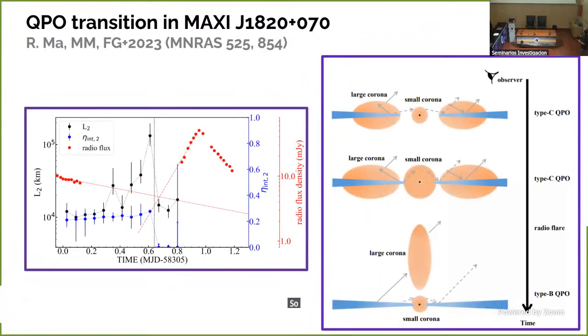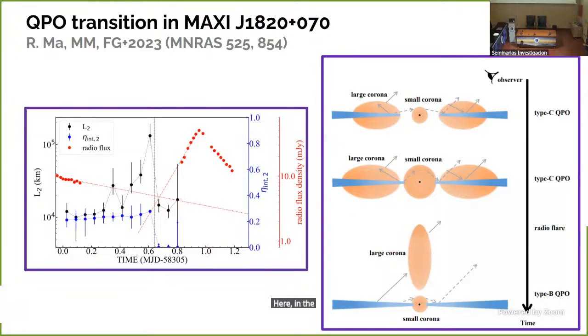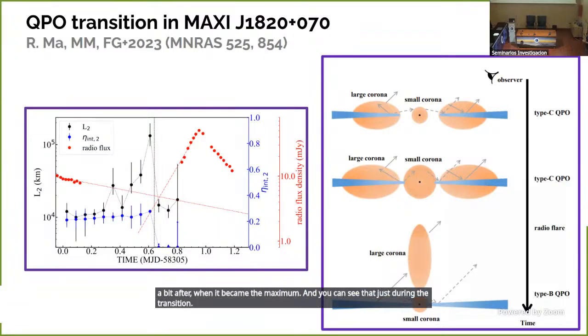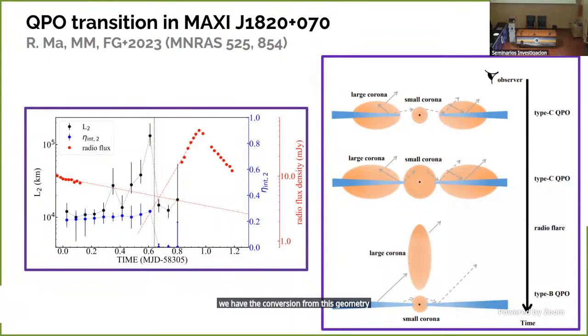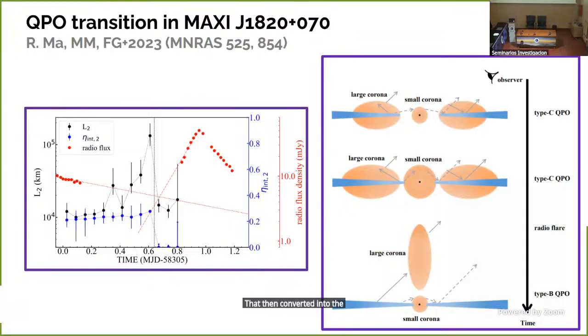So, well, we had this. Here you have time, and you can follow the size of the corona, which is increasing, the black one here. The dashed line is when the source transitioned and the radio jet was emitted, the blobs were emitted, and here is the radio jet a bit after, when it became maximum. And you can see that just during the transition, we had the conversion from this geometry with a small corona and a large corona on top of the disk, that then converted into the large corona, now vertically extended, coincident with the jet ejection.